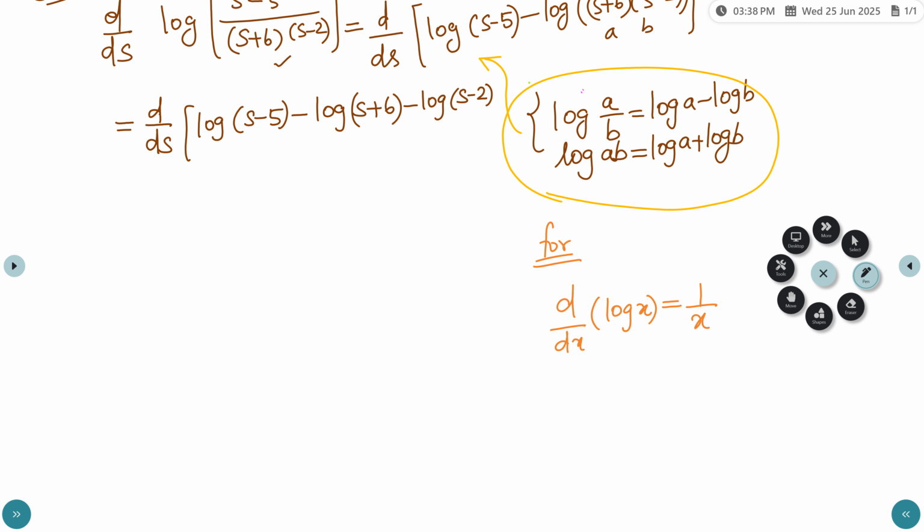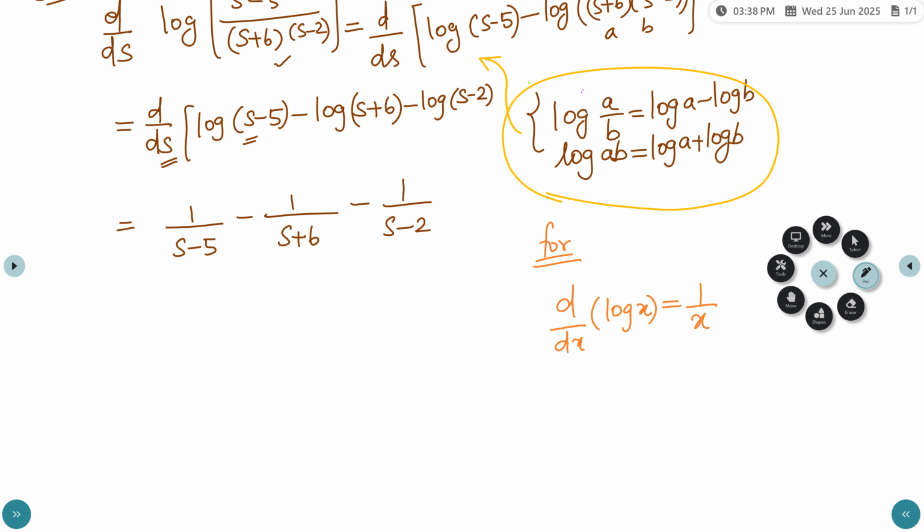So with this formula, differentiation of log of s minus 5 is 1 by s minus 5, because we are differentiating with respect to s. Differentiation of log of s plus 6 is 1 by s plus 6, and differentiation of log of s minus 2 is 1 by s minus 2. So this is our one step. This is one step.